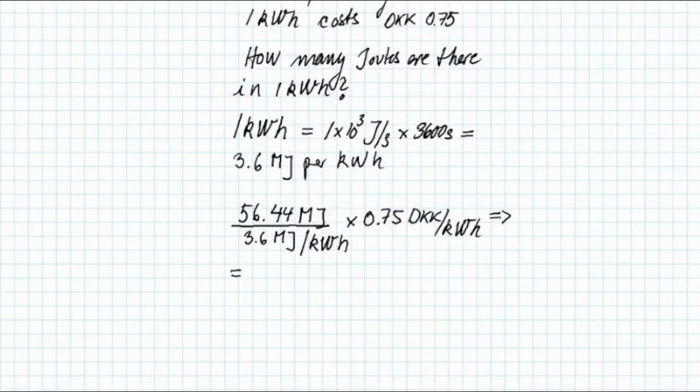Finding the price, I have to take the value for heating the water. I divide it with how many joules I have each time I have a kilowatt hour, and then I times it with the price, and the result is going to be 11.76 Danish kroner.